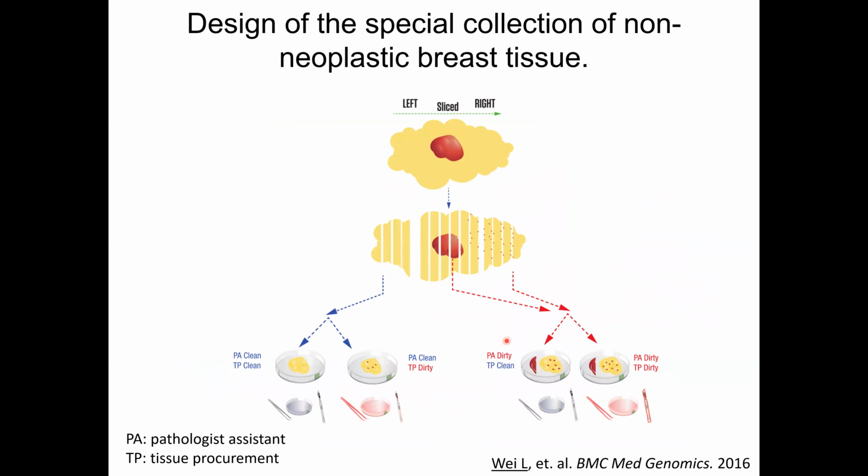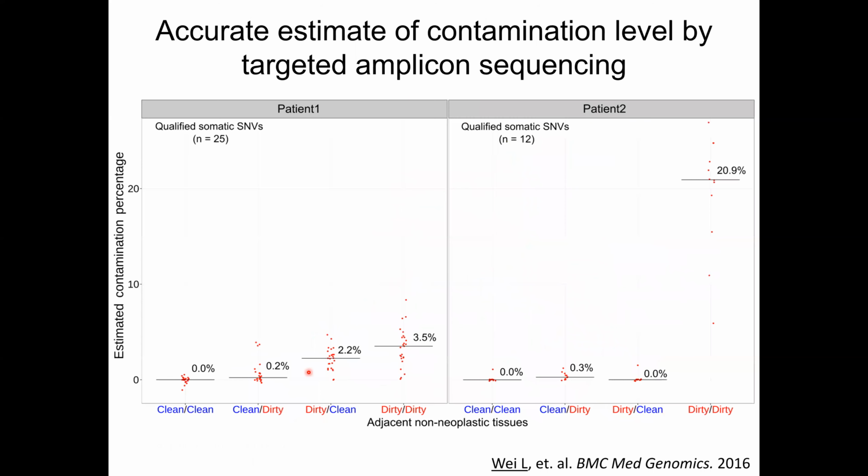And we designed a special collection procedure where you have a tumor and normal tissue. It depends on whether you collect the normal before you collect the tumor or after the tumor. That's called PA, or pathologist assistant, clean or dirty. And whether you change your tools each time, that's called tissue procurement, clean or dirty. Combining these two conditions, we have four different conditions. And we did this in 2 patients.